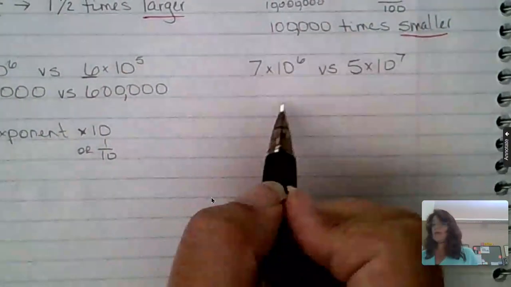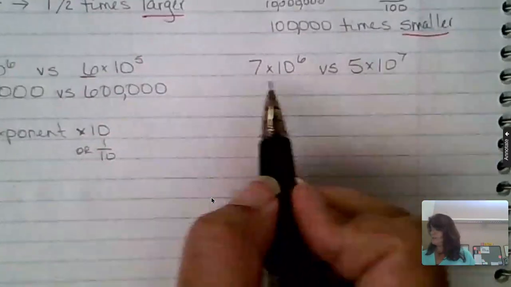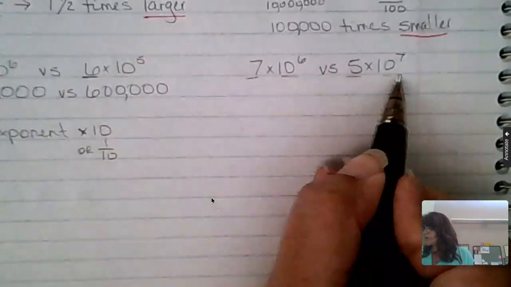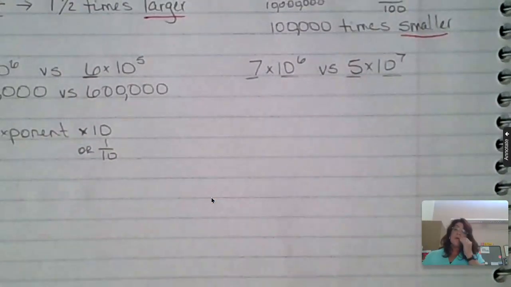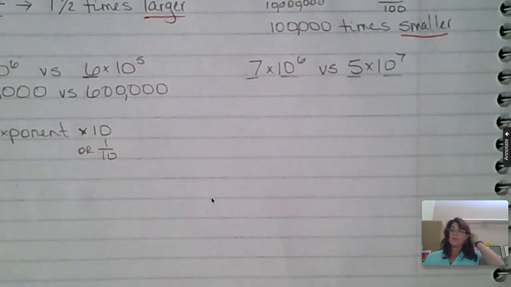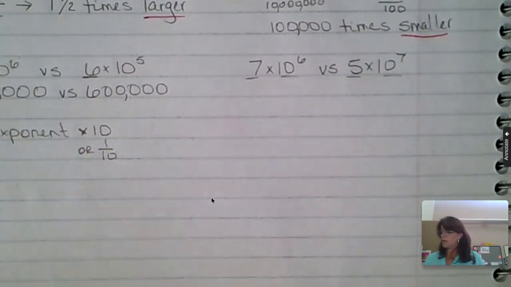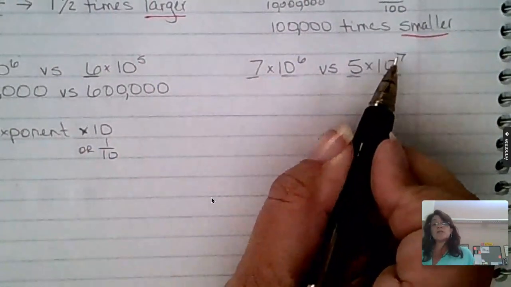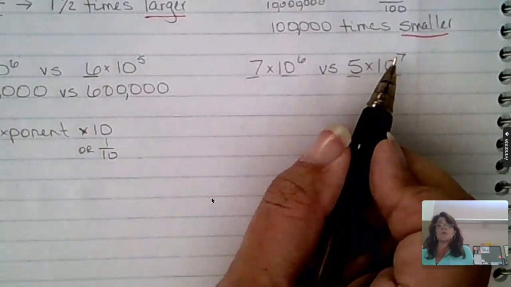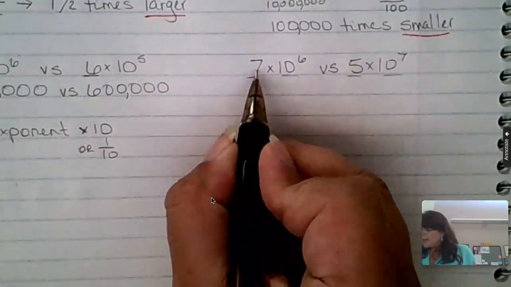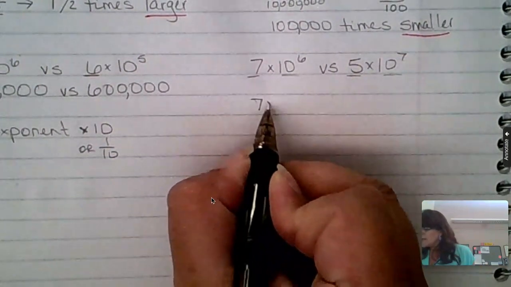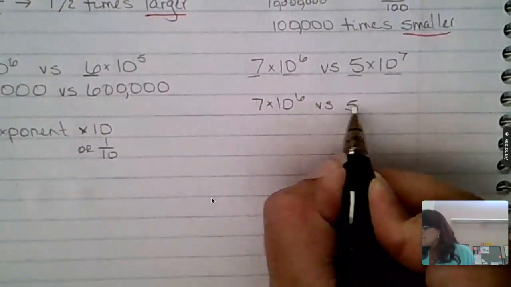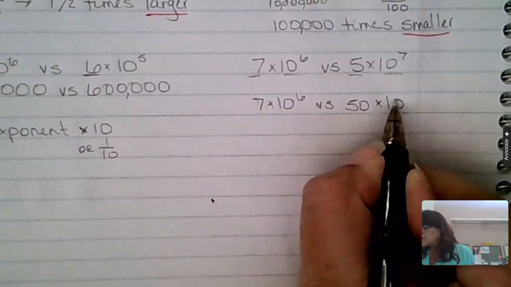But what if nothing matches? That doesn't match, and that doesn't match. It's a lot easier to do when one thing matches. So let's take a look. I could change the exponent by simply knowing that I'm multiplying by 10. So I could write this again, 7 times 10 to the 6th power versus 50 times 10 to the 6th power.